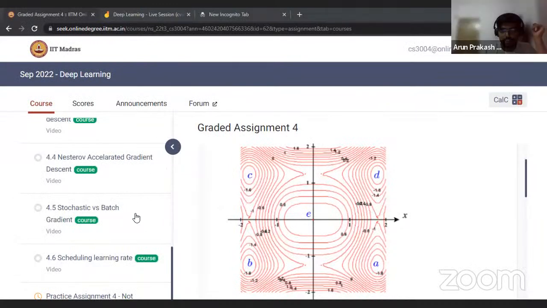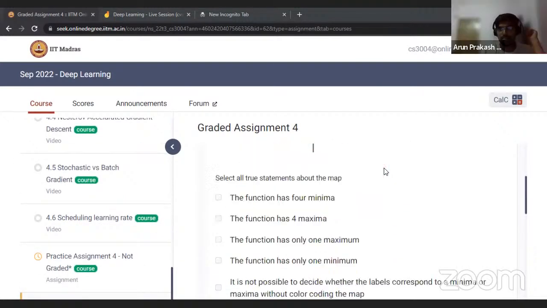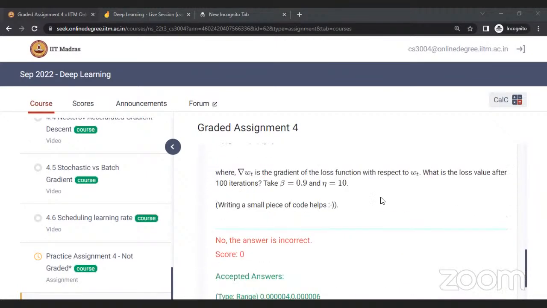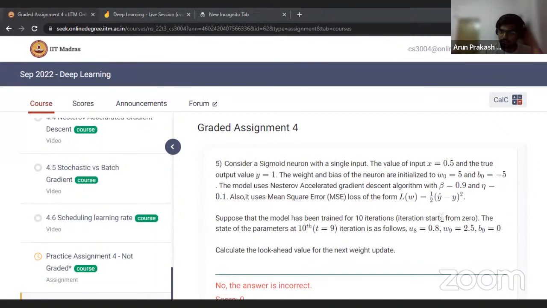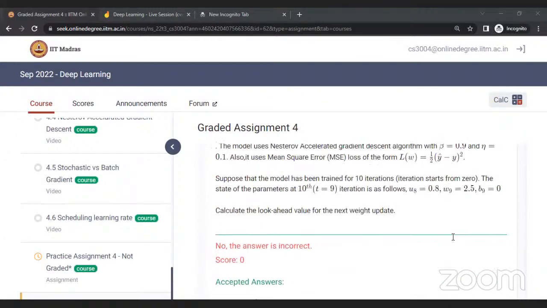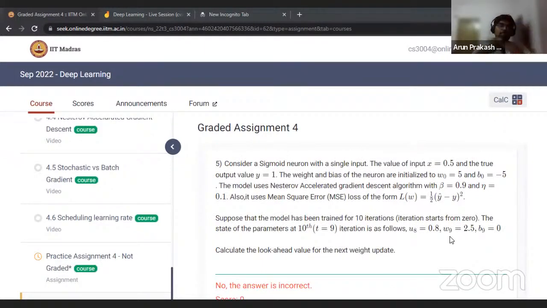Okay. So, which week's assignments? Week 4. So look, question 5. Did I share the solution of this assignment? I think I shared it. Yes, sir, this is the question. Okay, please go ahead, Aditya.